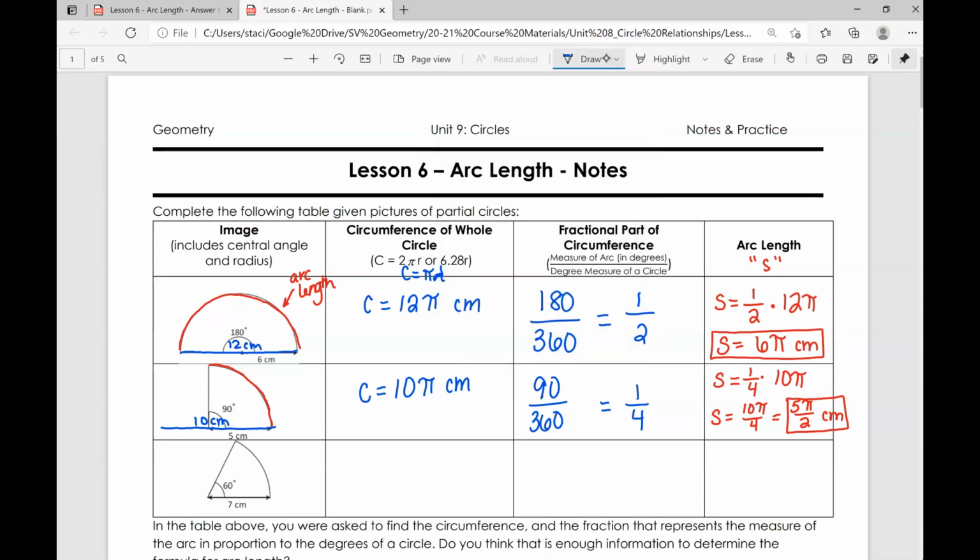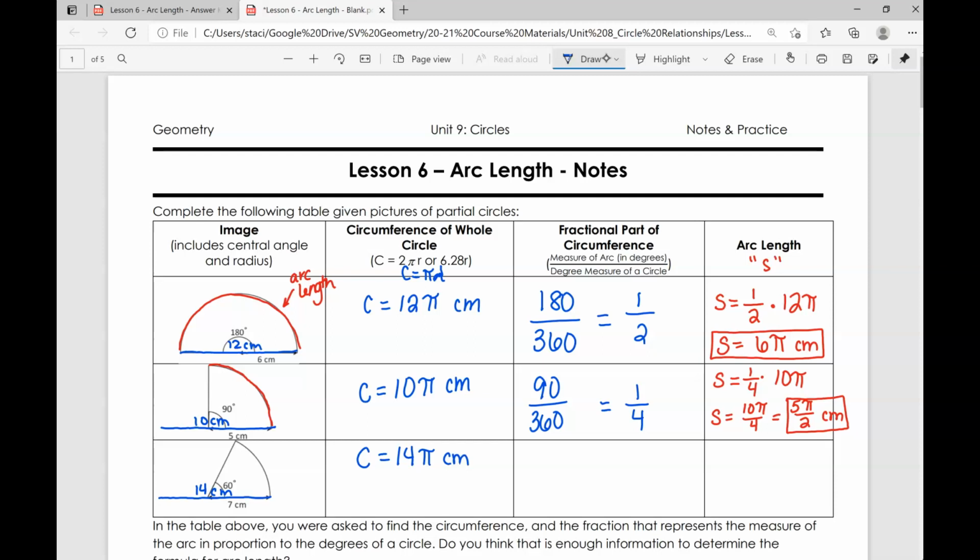So let's take a look at the last one. The last one we have, if we want to find the circumference, we see that our radius is 7, which means our diameter would have to be 14 centimeters. So my circumference is 14 pi centimeters.